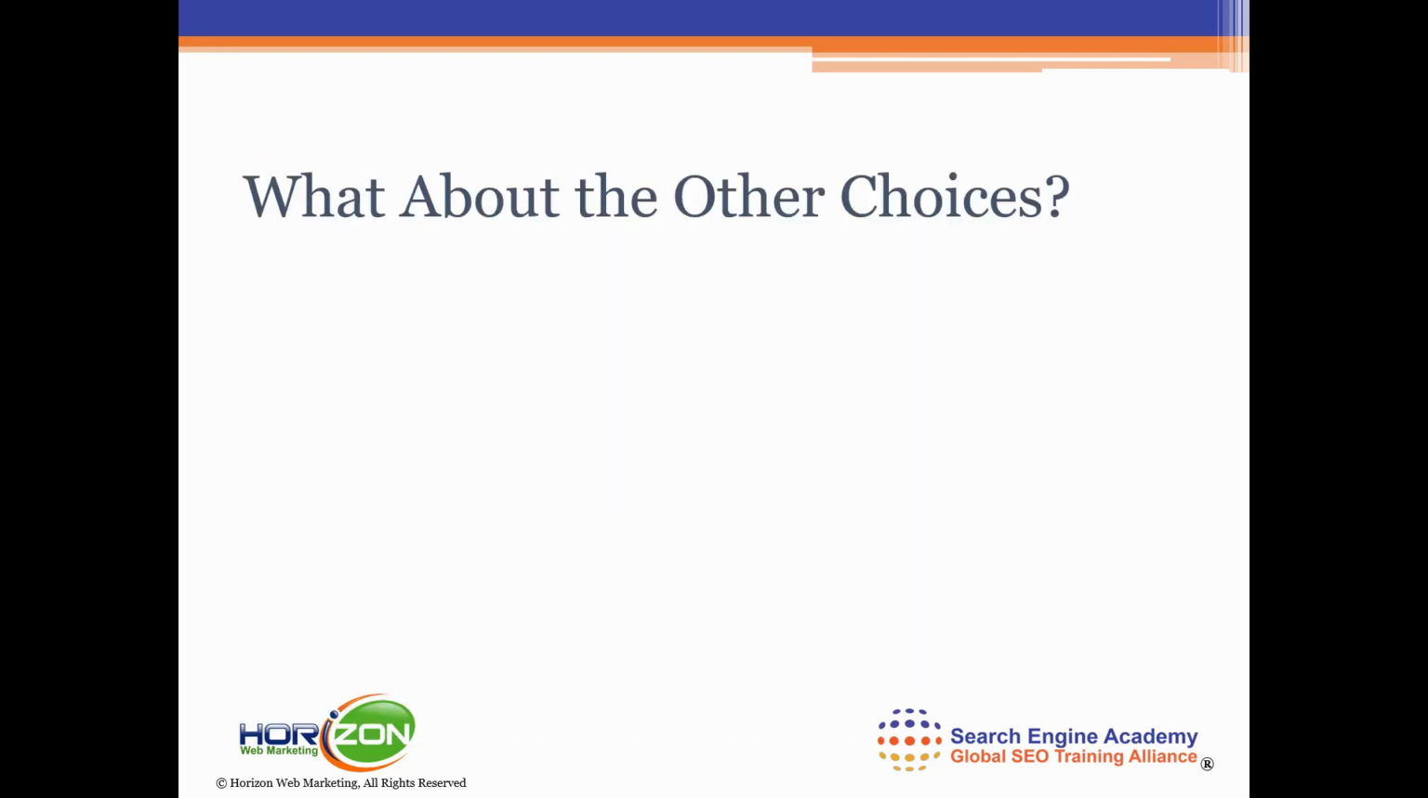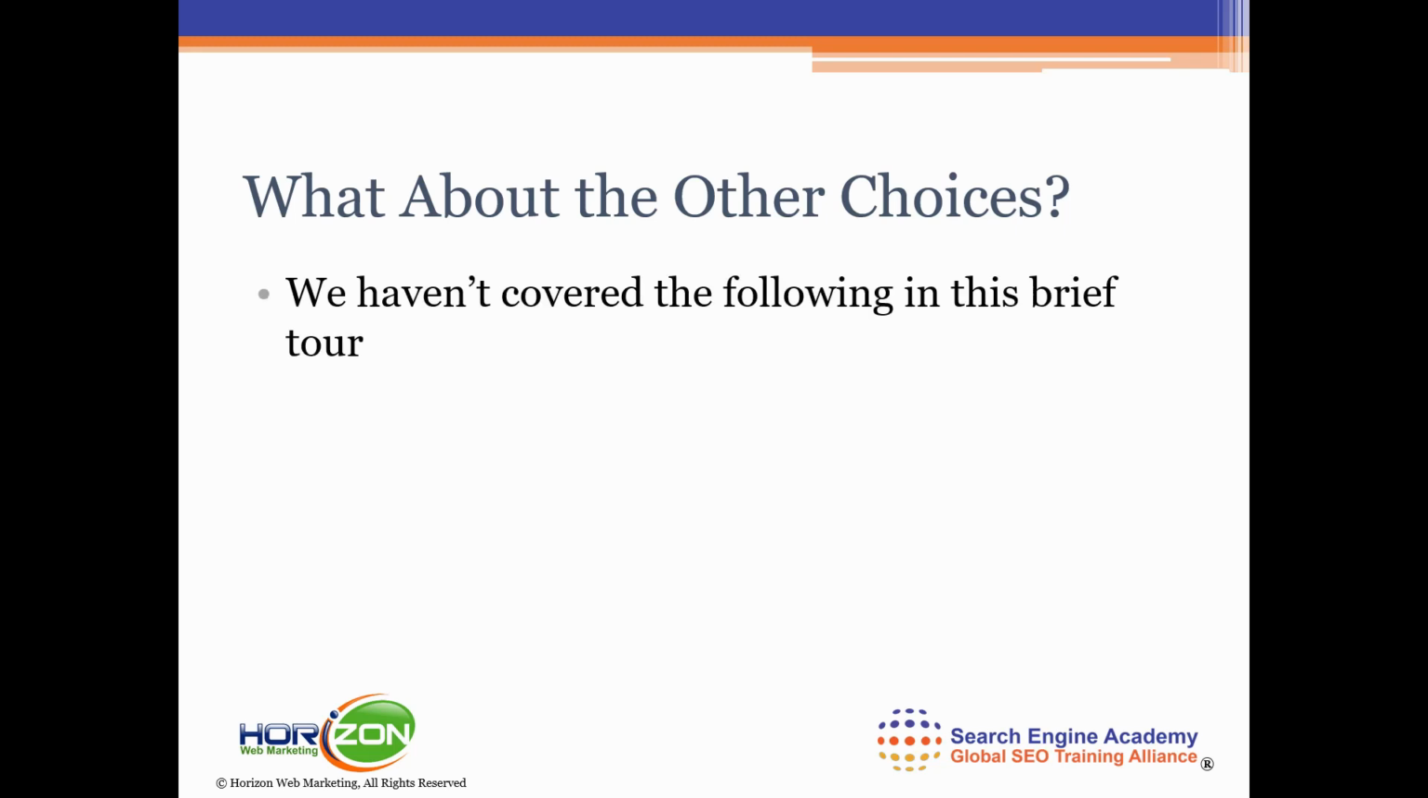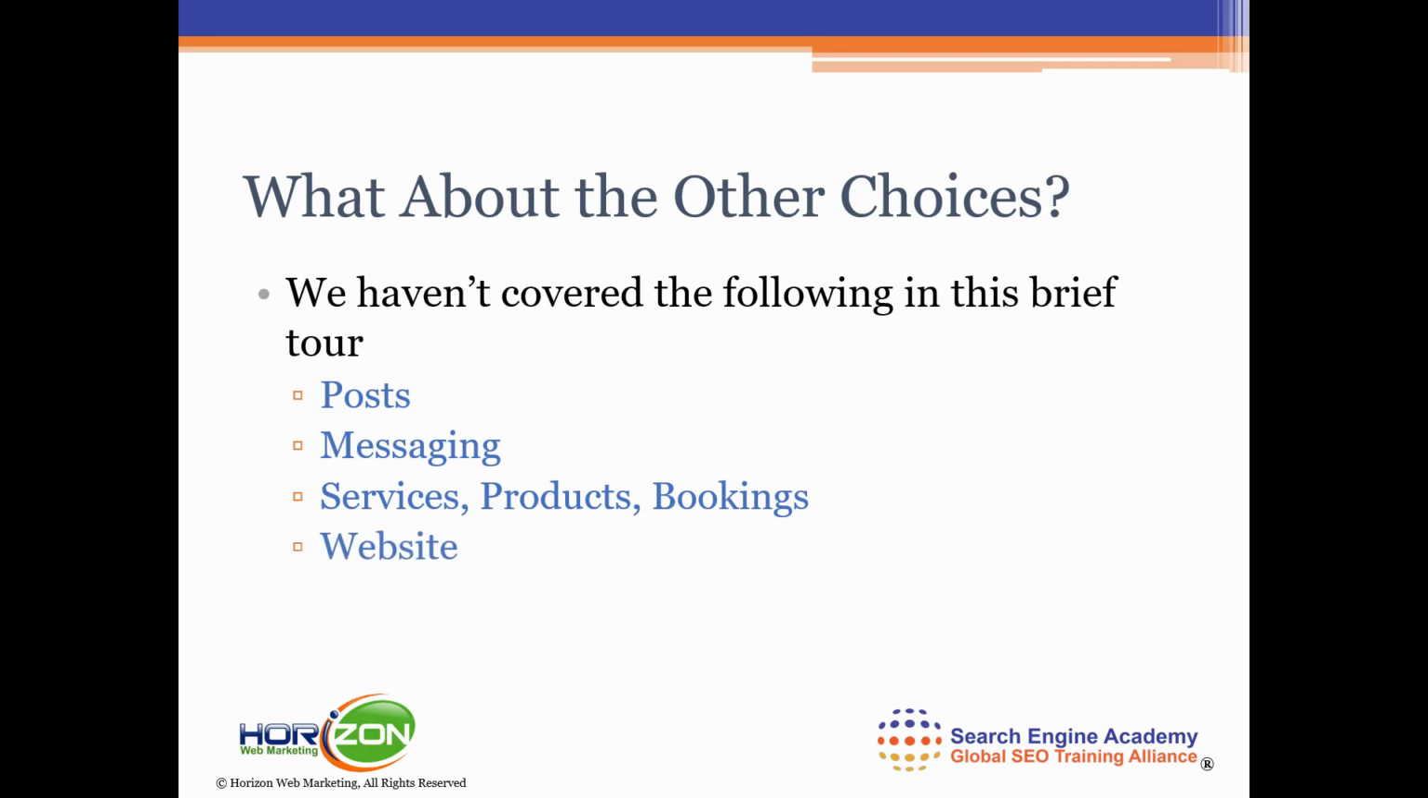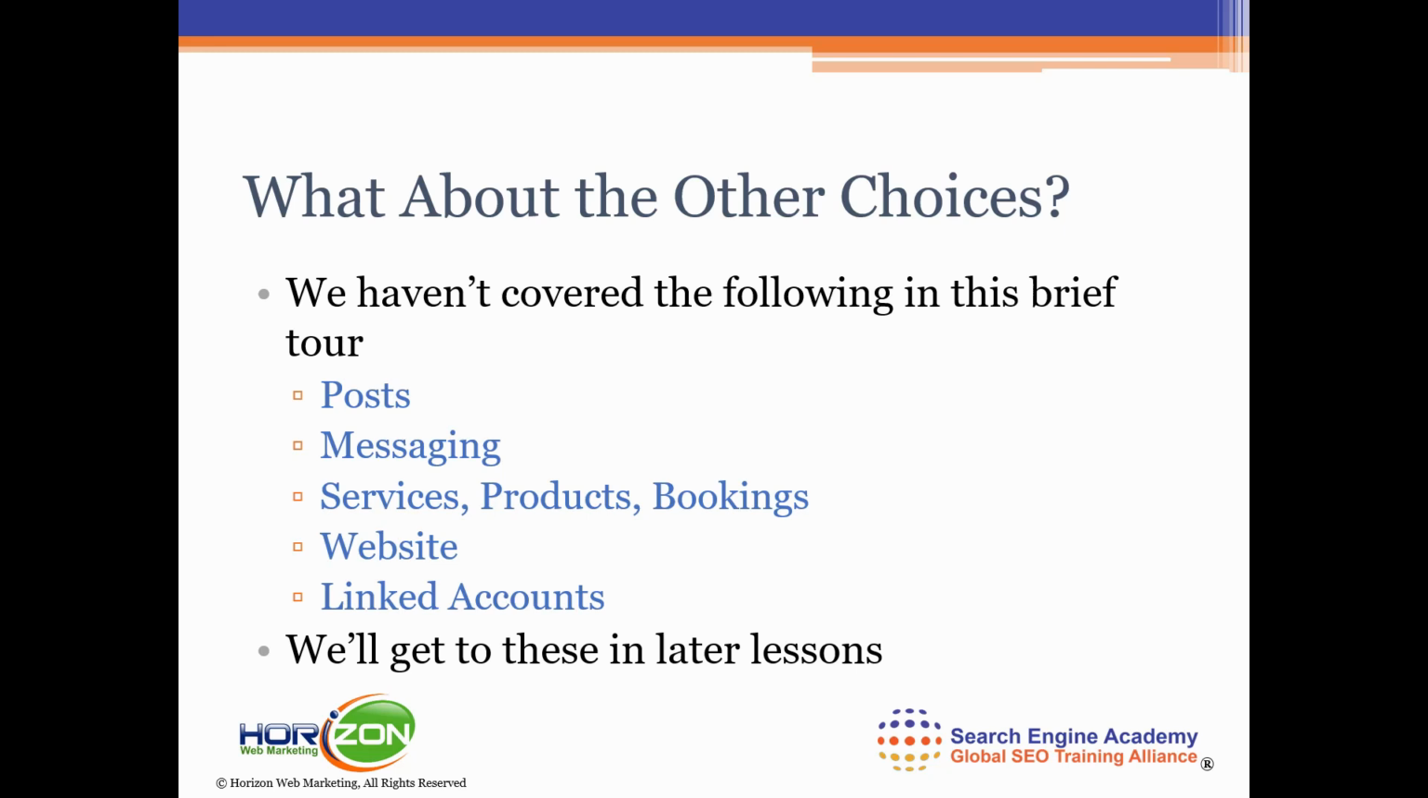What about all those other choices on the left? We haven't covered a lot in our brief 5-minute overview. We haven't covered things like posts, messaging, services, products, and bookings, your website, your linked accounts, and so forth. Never fear, be patient, because we're going to cover all of those things in later lessons. Now, when we come back in our next module, we're going to give you a quick preview of the types of actions you're going to want to think about taking sooner rather than later when it comes to promoting your Google My Business listing. So I'll see you in the next module.